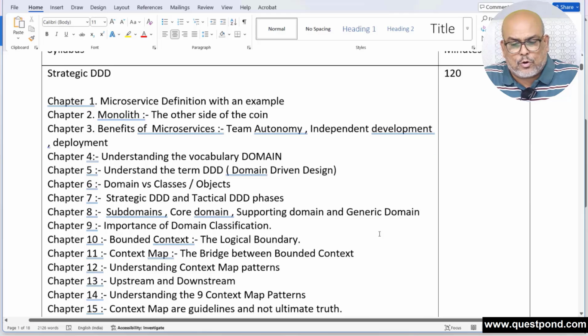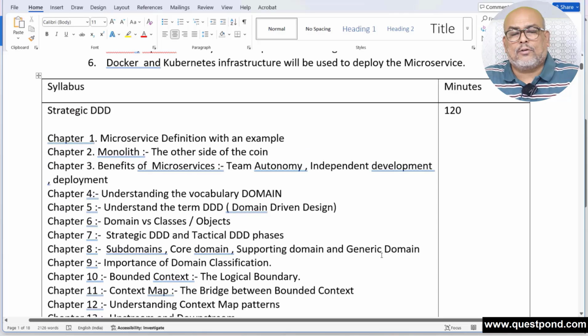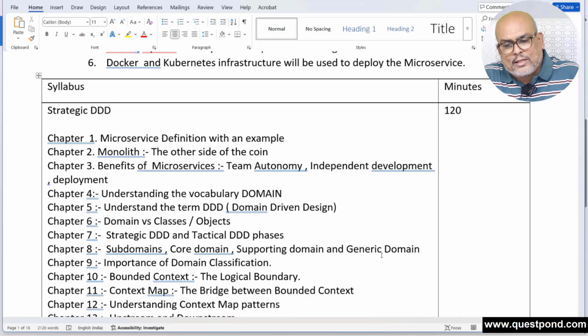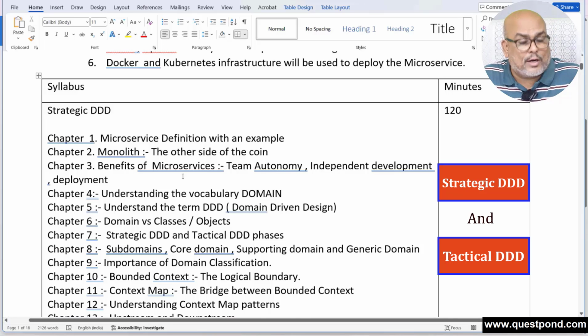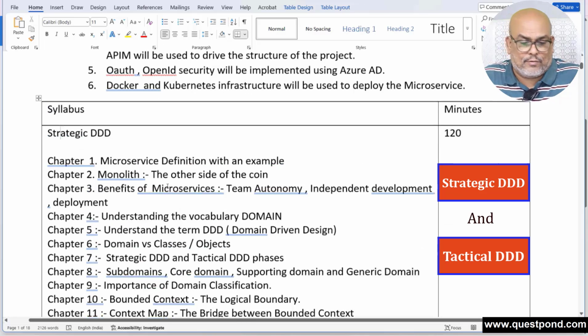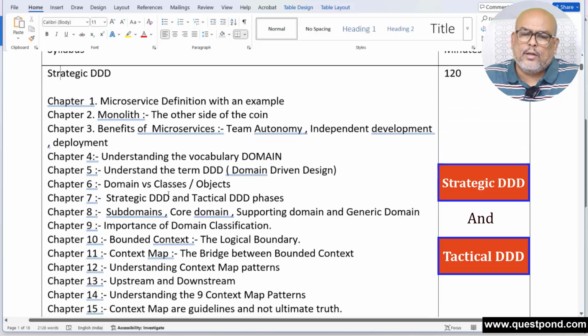And the syllabus is as follows. You can see the syllabus out here. We'll start first with DDD. See, when you talk about microservices, the whole thing stands on domain-driven design. And in DDD, there are two parts. One is the planning part, which is called the strategic DDD, right? And another one is the execution part, which is called the tactical DDD, where we start writing classes and so on, right?